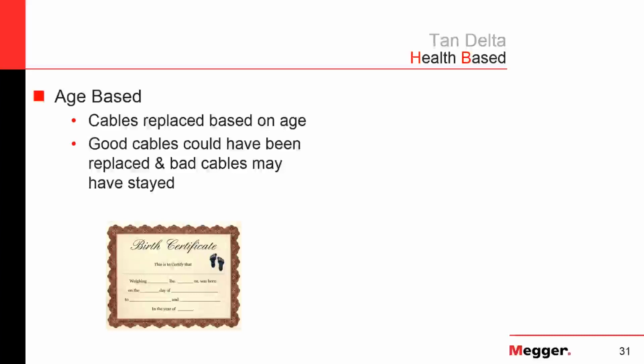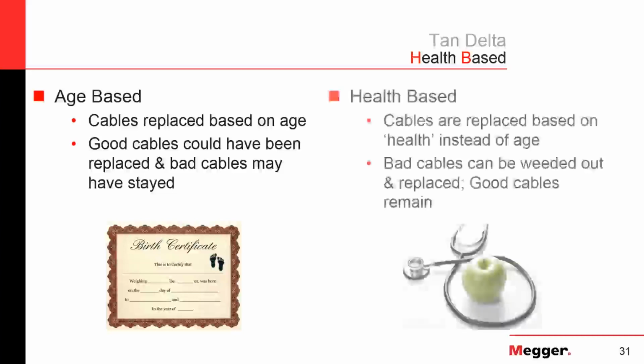Very commonly, cables are replaced based on age. Cables that have been in the ground for 30 years or something, they go to the top of the list. A lot of times they'll include fault history as well. This means that a lot of good cables can have been replaced. Cables that were perfectly fine are pulled out of the system, while cables that are in bad shape remain in the system. But with the tan delta testing, we can go on a health-based system. We go out, test the cable, and say this cable's healthy and this cable's not, and we replace the ones that are not healthy.